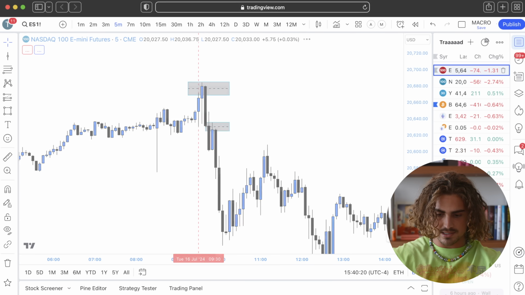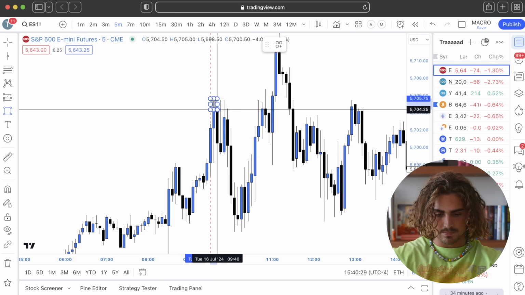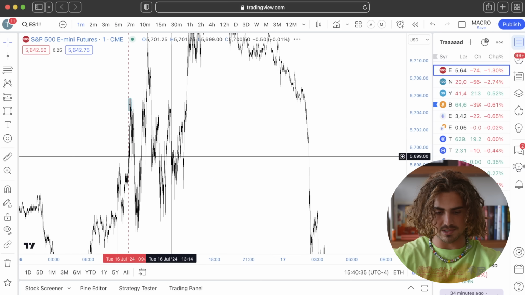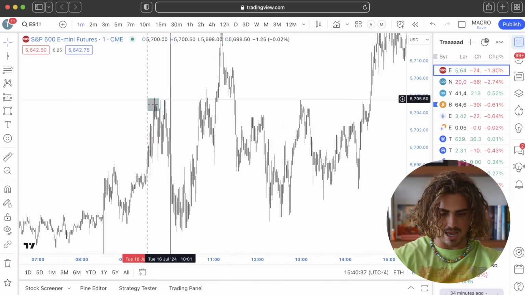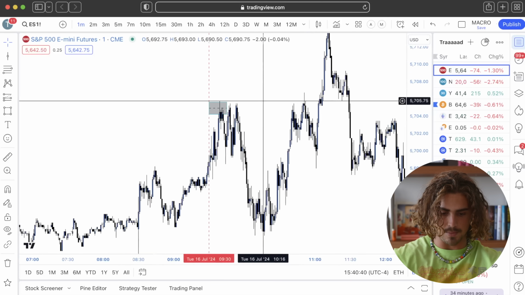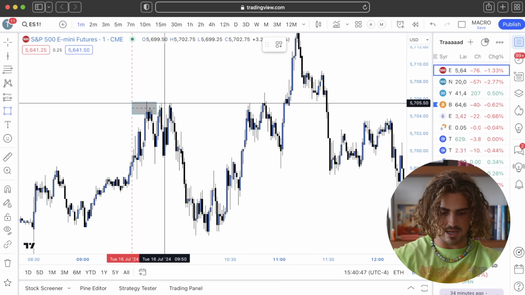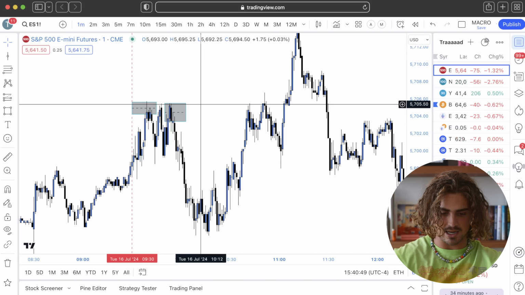Let's go over to ES. Okay, we make a high right here. Unfortunately, this would have been a 1 minute SMT, so I guess that breaks my rule, but it's still relatively applicable to what we're teaching here. We make a higher high right here, but regardless, we can see that ES is the lagging index, right?